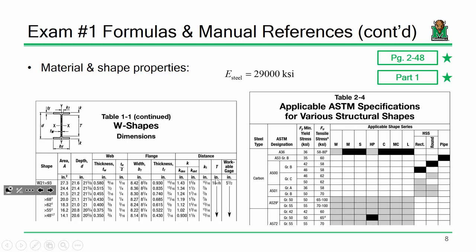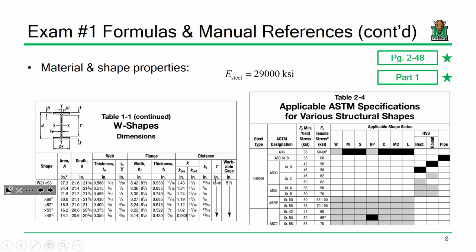Material and shape properties. So number one, make sure that you've tabbed page 2-48 because page 2-48 is going to have the applicable ASTM spec for different grades of steel. So essentially your Fy's and your Fu's. If you haven't already tabbed that, you need to go ahead and do so. Make sure, if it hasn't been drilled into your head already, that you remember that the Young's modulus for steel is 29,000 ksi.